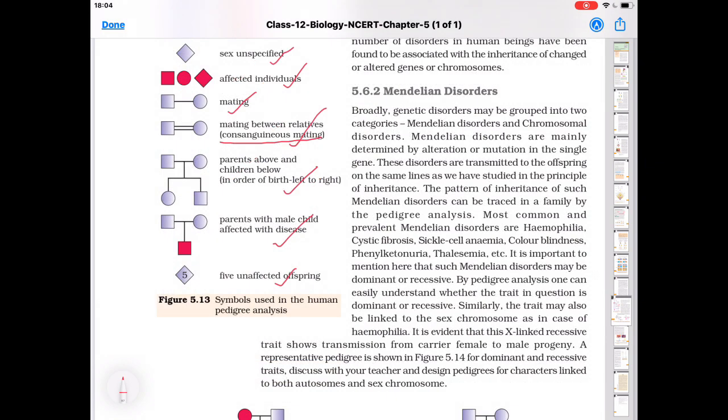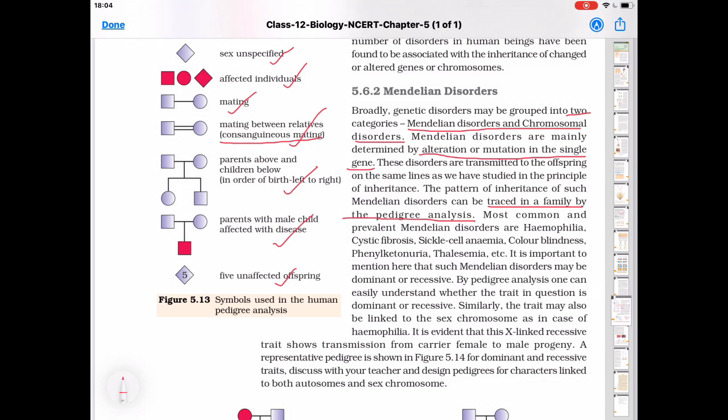The next topic is Mendelian disorders. Genetic disorders may be grouped into two categories: first, Mendelian disorders, and second, chromosomal disorders. Mendelian disorders are mainly determined by a change in a single gene, that is, when a mutation occurs in a single gene, that is a Mendelian disorder. The pattern of inheritance of such Mendelian disorders can be traced in a family by pedigree analysis, which we have already discussed.